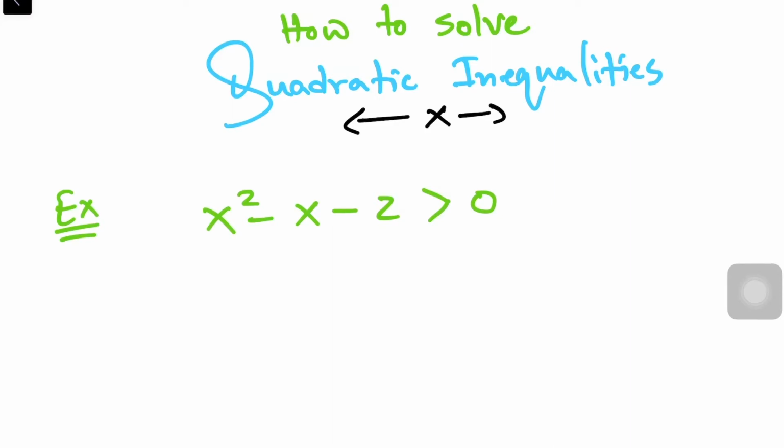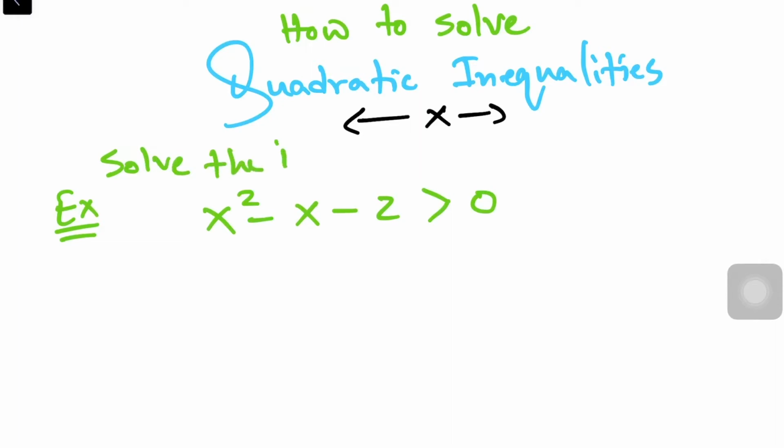So today we're going to talk about how to solve quadratic inequalities. All right, so let's take a look at one example. It says x squared minus x minus 2 greater than 0. So what does it mean? It means we want to find out the x values that will make this inequality true.